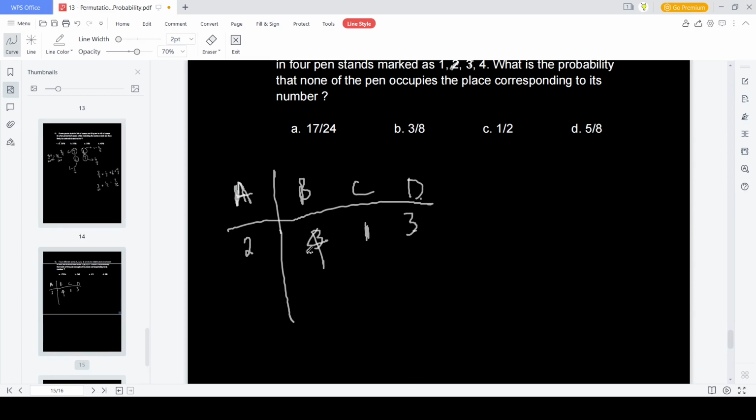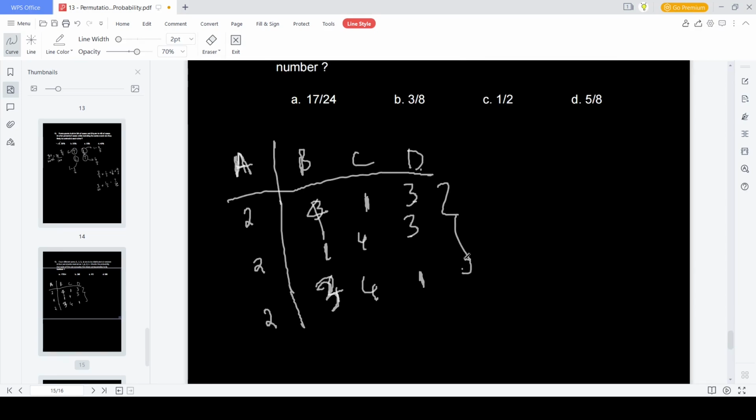Okay. Second condition is I can interchange these two because 4 and 3 don't matter. So 1, 4, 3, 2 is one more condition. And then I can put 4 over here, 1 over here, and I can put 3 over here, 4 over here, 1 over here. Okay, so these are the three conditions possible. There are three cases possible.